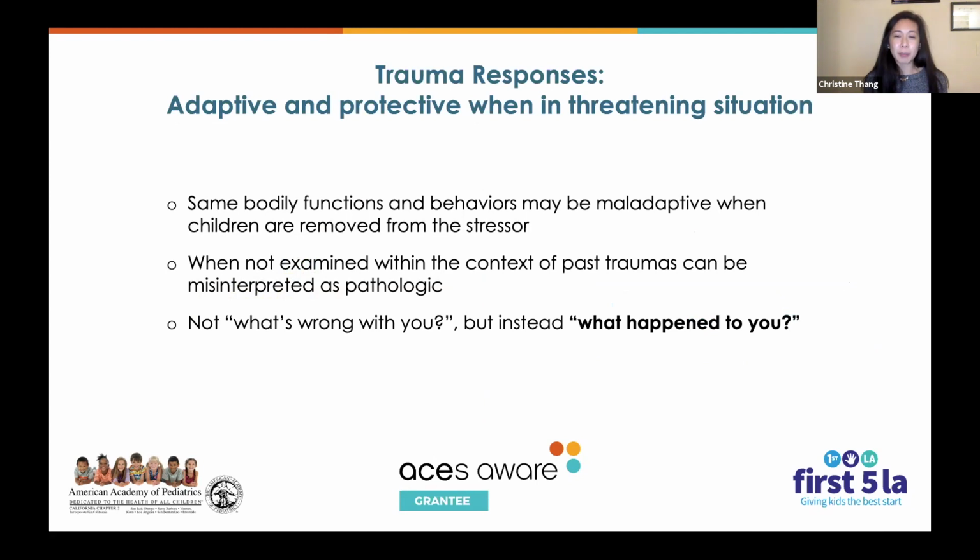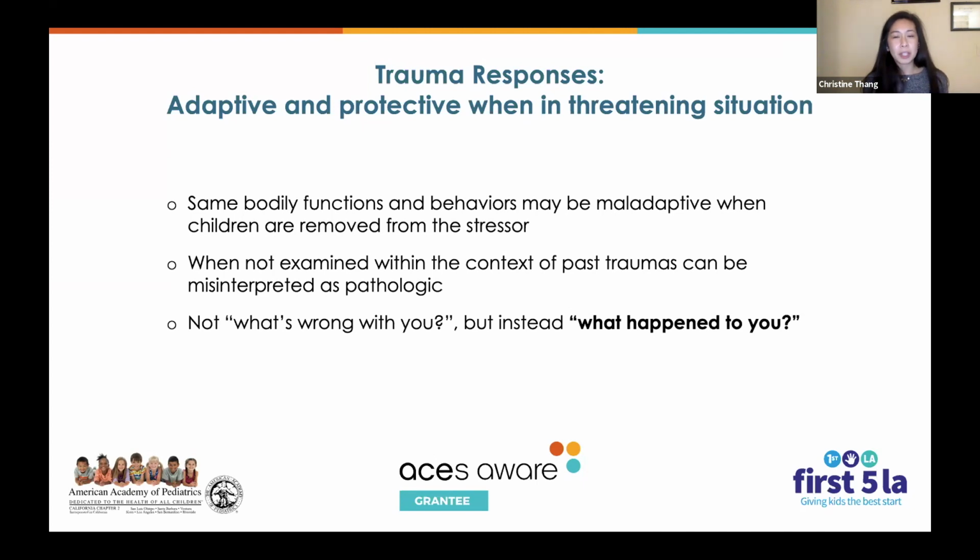So when we think about trauma responses, we know that they're oftentimes adaptive and protective in threatening situations, right? When we looked at the different organ systems, when we look at how our body is equipped to respond to stresses, it's doing what it's supposed to. What happens is that these same bodily functions and behaviors may actually be perceived as maladaptive when the child is removed from the stressor. And then when we don't examine this in the context of past traumas, we start misinterpreting these behaviors, these actions that we see as pathologic.